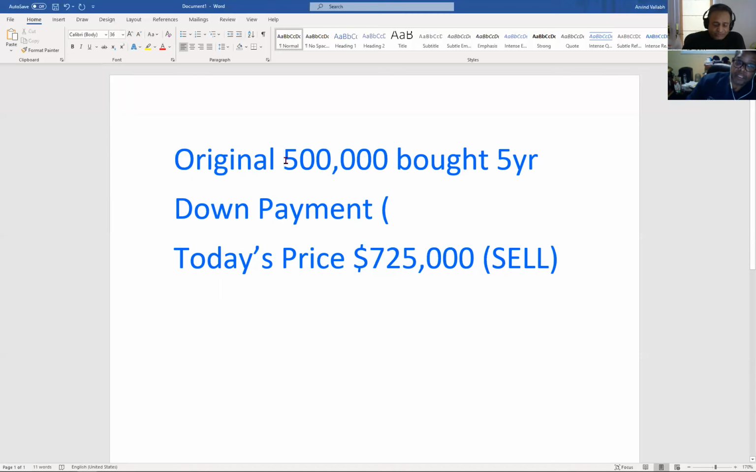Before you go to the question, we just want to make a few things clear. When you bought it, how much did you put down? Let's say I did FHA. 3.5 is what they asked. So let me help you ask this question: how much is 3.5% of 500,000?